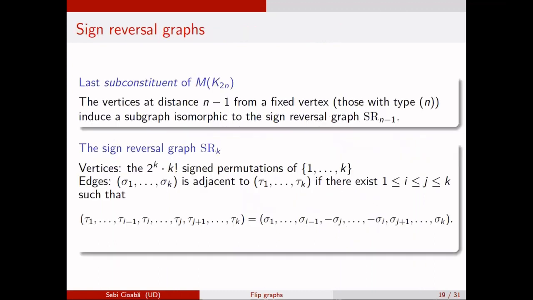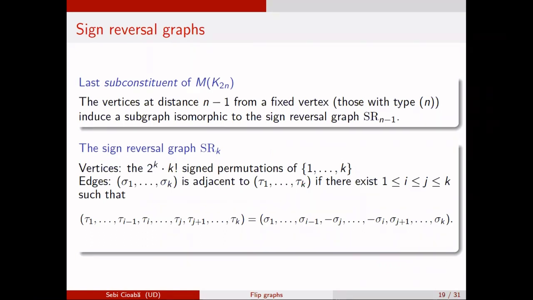And you can actually prove that the last subconstituent, when you look at the vertices, so this graph will have diameter n minus 1. If you look at the vertices at distance n minus 1 from this identity perfect matching, the one with this type n, they induce a subgraph isomorphic to something that I haven't defined, what is called the sign reversal graph SR n minus 1. So this sign reversal graph SRk is, in some sense, related to these burnt pancakes and pancake graphs. So again, the vertices are like the burnt pancake graph. There are signed permutations, so you get k factorial permutations, and each entry has a plus or minus sign. So you have 2 to the k times k factorial.